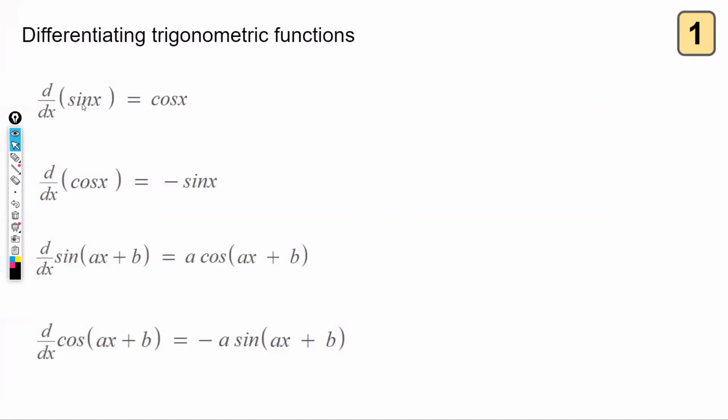When you differentiate sine, you get cos. When you differentiate cos x, you get minus sine x. Let me just explain these here. We might need a little example to go with these over here, right? If I ask you to differentiate, let me say I want you to differentiate sine 3x plus 2.